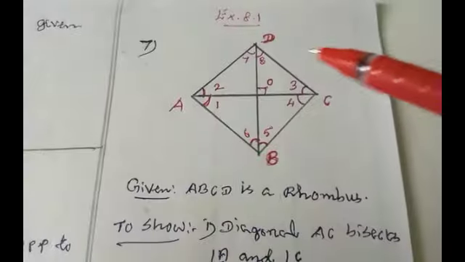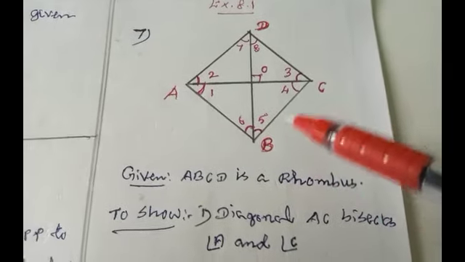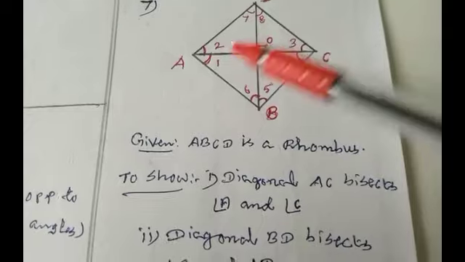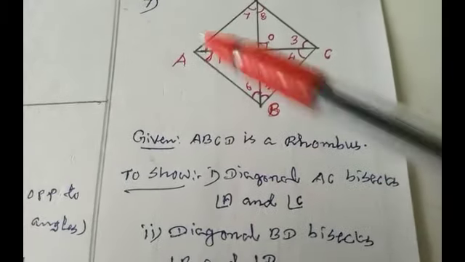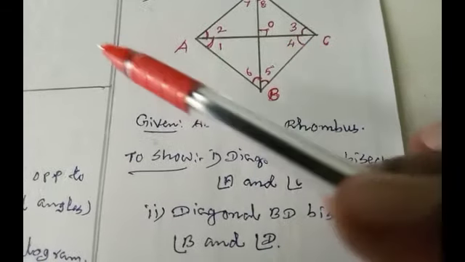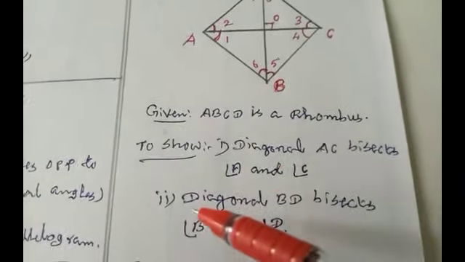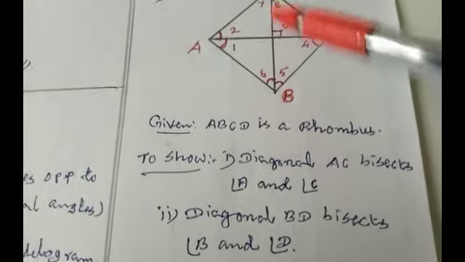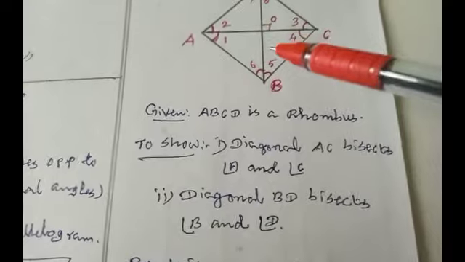Question number 7. It is given that ABCD is a rhombus. Now we have to prove that the diagonal AC, okay, diagonal AC bisects angle A and angle C. It is just like the previous sum. And also the second one is diagonal BD. This also bisects angle B and angle D. These two things we have to prove.